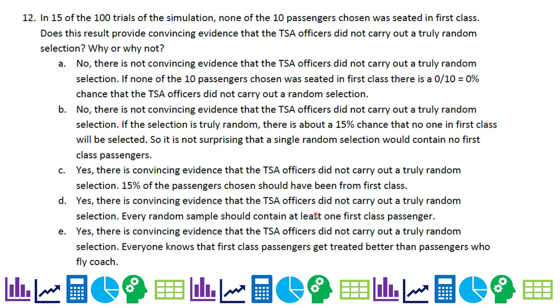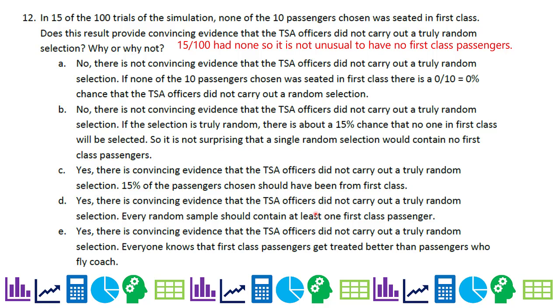In 15 of the 100 trials of the simulation, none of the 10 passengers chosen were seated in first class. Does this result provide convincing evidence that the TSA officers did not carry out a truly random selection? Why or why not? So 15 out of 100, the simulations were based on the fact that all were equally likely. So our claim is that it was random.